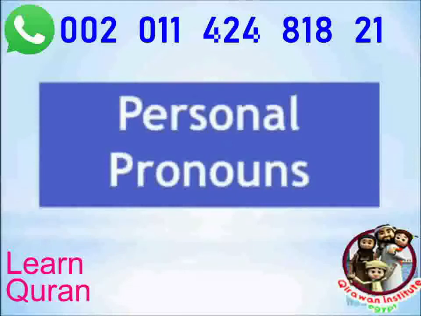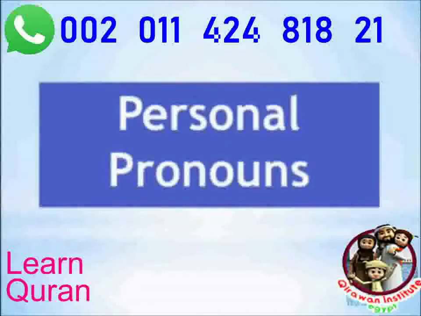Example, to say 'he is a boy' in Arabic, it is huwa walad. He by itself means huwa, and 'he is' is still huwa. He is a boy, huwa walad. Another example, she is a girl: she means hiya, and 'she is' is still hiya. So the translation for 'she is a girl' is hiya bint. I am a girl: I means ana, and 'I am' is ana. So 'I am a girl' in Arabic is ana bint.